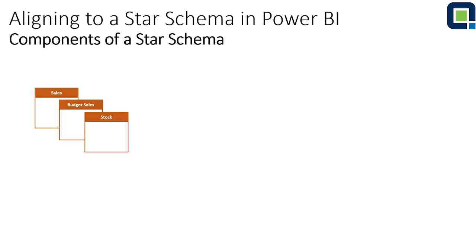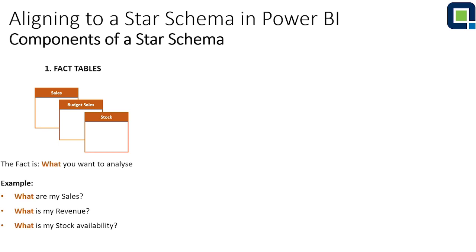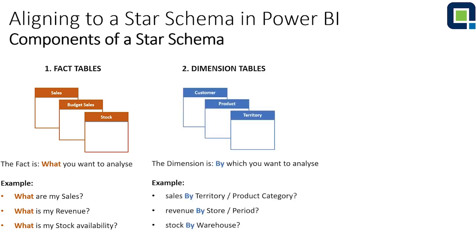Okay. So let's now highlight the components of a star schema. So we first have our fact table that contains the numerical columns that we want to measure, such as our sales and our revenue. And our fact table, like we saw earlier, is in the center of our data model. And the fact table allows us to answer the what questions, such as what are my sales? What is my revenue? We then have our dimension tables that contain descriptive columns that we want to view our measures by. So again, our dimension tables surround our fact table and they allow us to answer the by questions, such as what are my sales by territory? What is my revenue by time period?